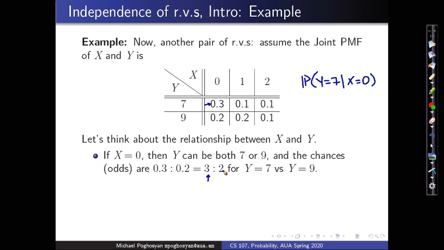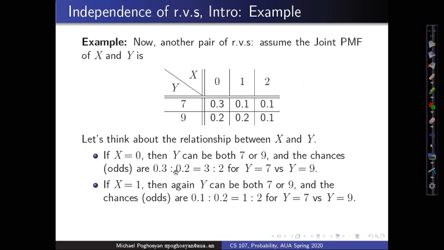We could calculate that also from this. If chances are 3 to 2, then 3 over 5 is the probability for the first case, and 2 over 5 is the probability for the second case. Okay. So knowing the value of x, this information gave us the following. If x is 0, then y can be either 7 or 9, and the chances of having 7 are 3 to 2 versus having the value 9.